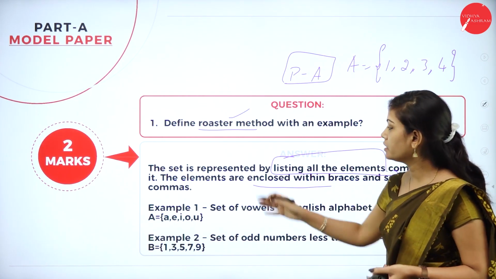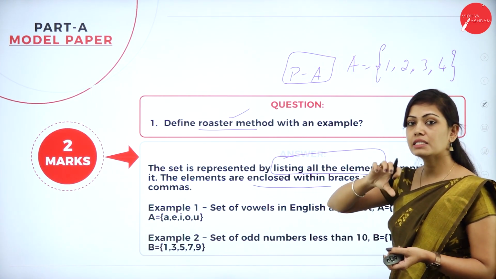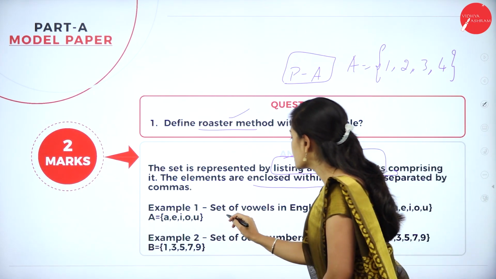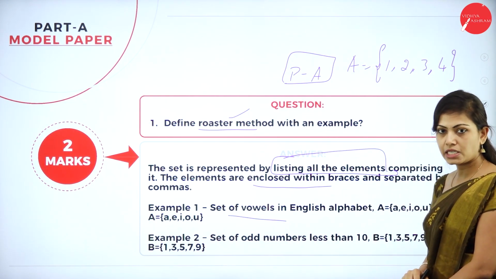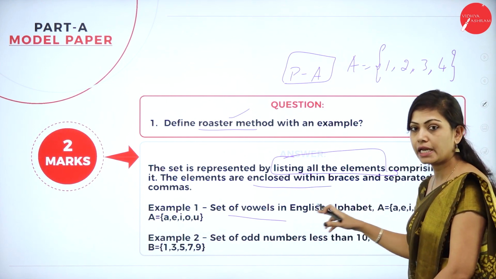So what is roster method? A set is represented by listing all the elements. Example, the set of vowels in the English alphabet.